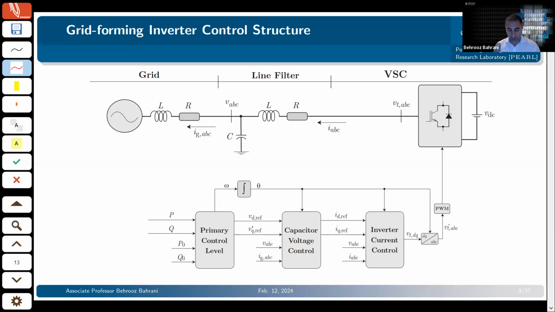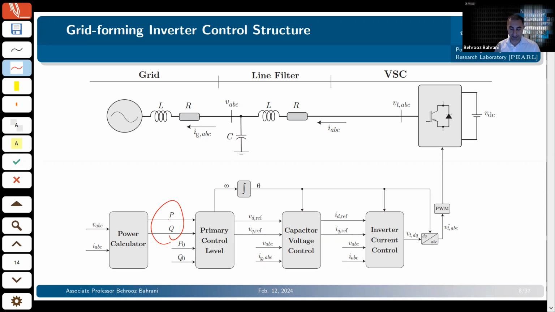Now, there is a primary control level that will provide these references for you. The primary control level is responsible for controlling the real and reactive power of your inverter. It will provide the references for the voltage controller. It will provide the frequency with which this system will operate. And at the same time, it is responsible for controlling real and reactive power at a given reference. Of course, you've got a power calculator that calculates the power at the point of connection, and this is the P and Q of the inverter.